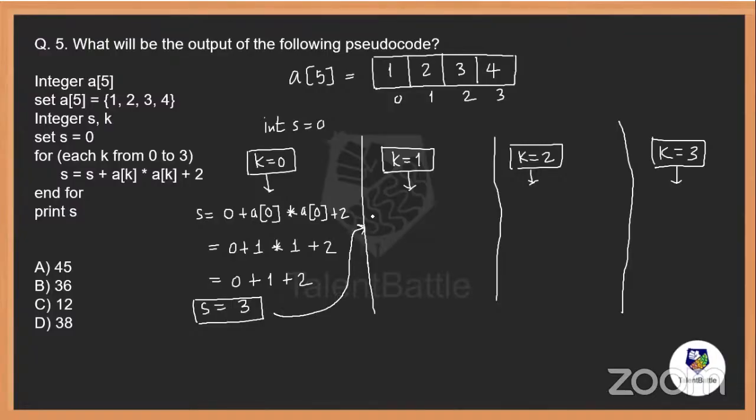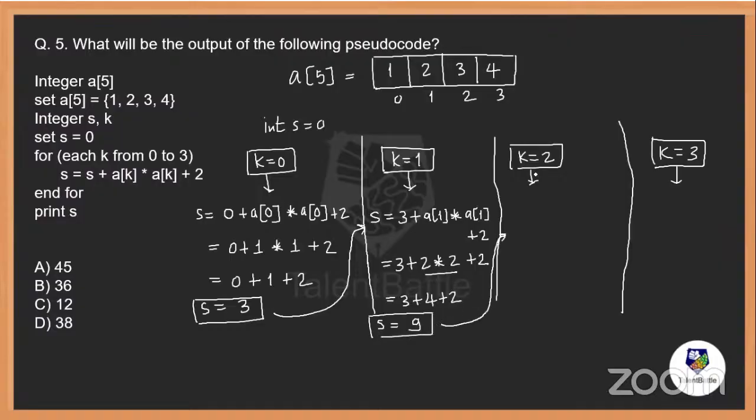Okay. So next, when k is 1, s is equal to the current value 3 plus a of 1, because k is 1, multiplied by a of 1 plus 2. So current value 3 plus, which element is present at a of 1? That is 2, multiplied by 2 plus 2. Again perform the multiplication first. So 3 plus 4 plus 2, and that will be 9. So the updated value of s is 9. Use it in the next calculations.